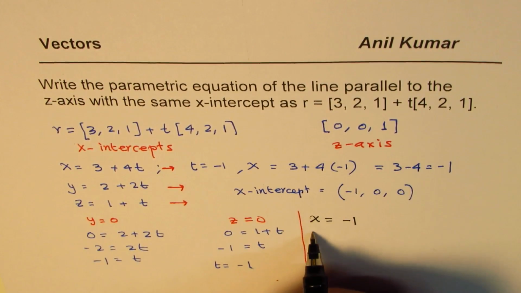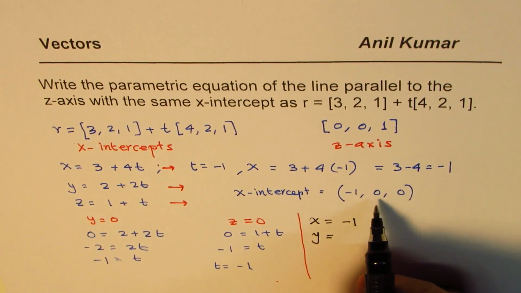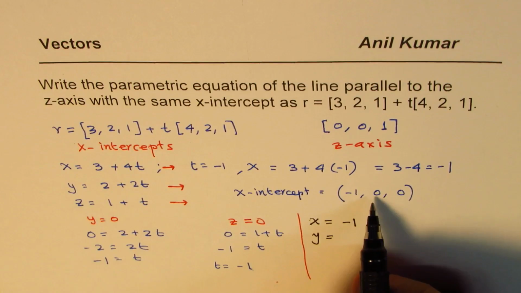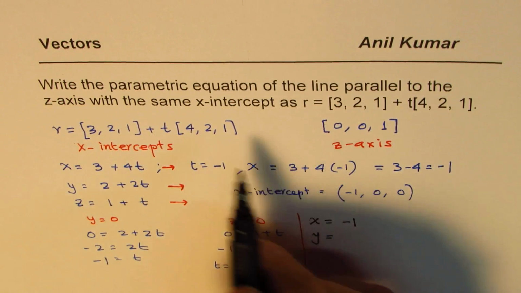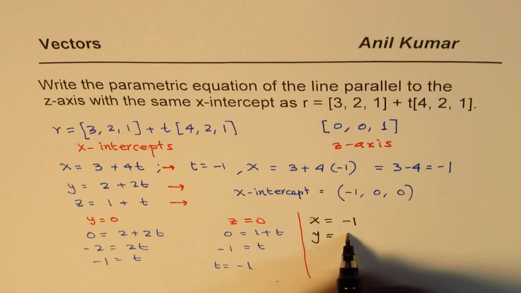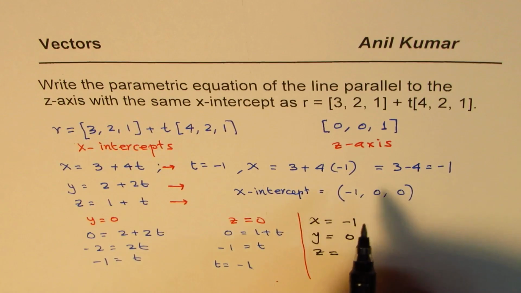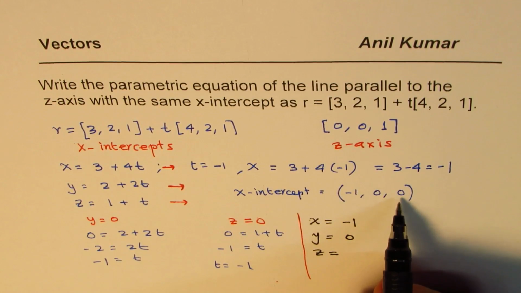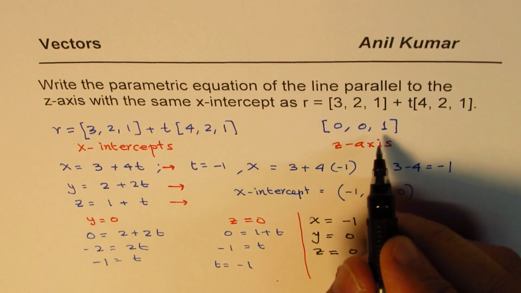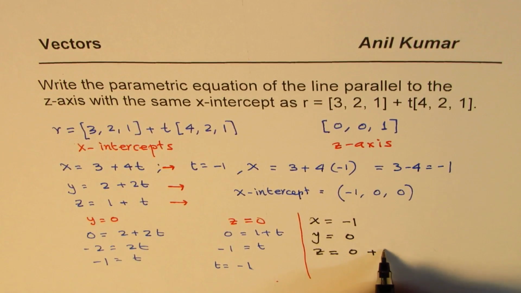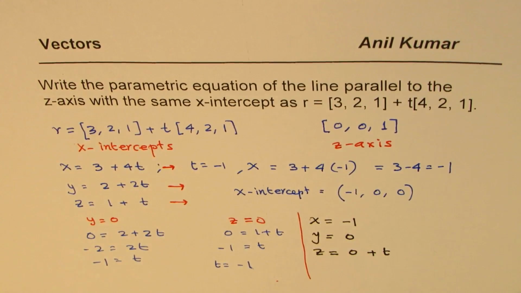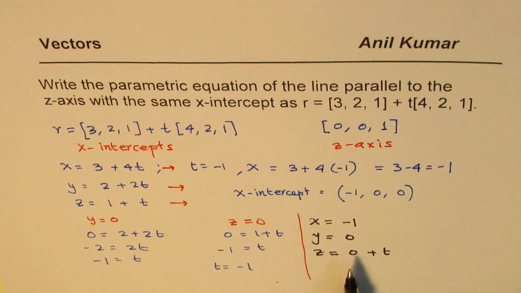We are parallel to the z-axis. y is the y value, which is 0, from the x-intercept, and t gets multiplied by 0, so you get 0 here. And z is again 0, plus 1t, so plus t. That becomes the parametric equation for a line parallel to the z-axis. It moves along the z-axis, as you can see, with an x-intercept of minus 1.